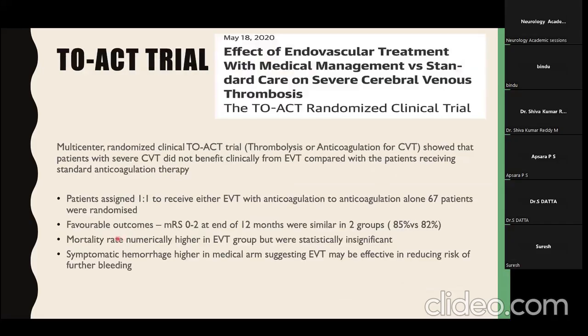The TO-ACT trial is for EVT compared with medical management. EVT with medical management versus standard care of severe cerebral venous thrombosis. Here, the proportion of patients with favorable outcomes, who achieved mRS 0 to 2 at the end of 12 months, were similar in two groups. Mortality rate was numerically higher in the EVT group, but it was statistically insignificant. Symptomatic hemorrhage was higher in the medical management group, suggesting EVT may be effective in reducing the risk of further bleeding.